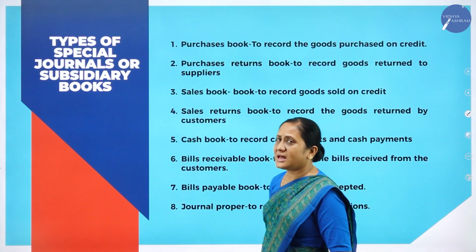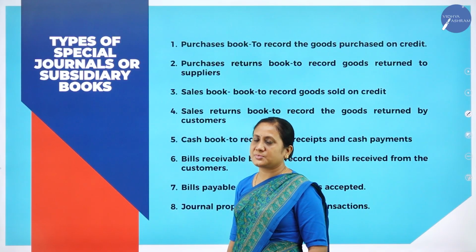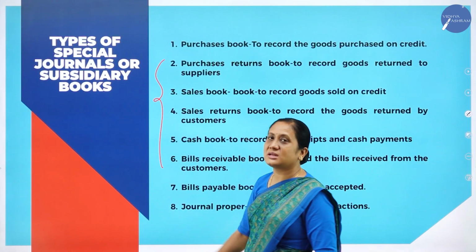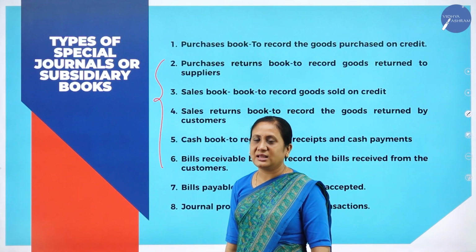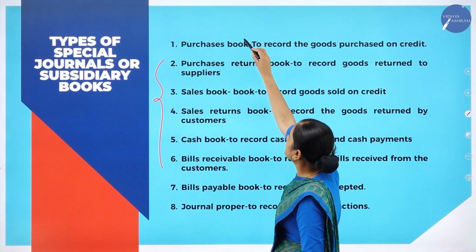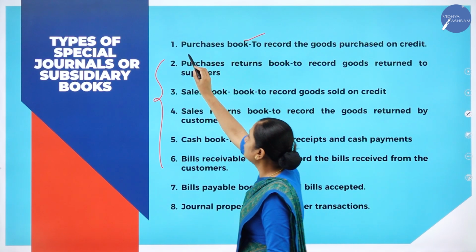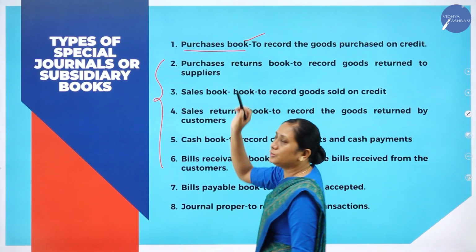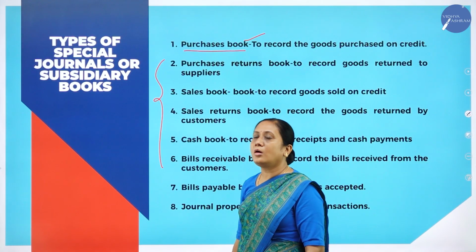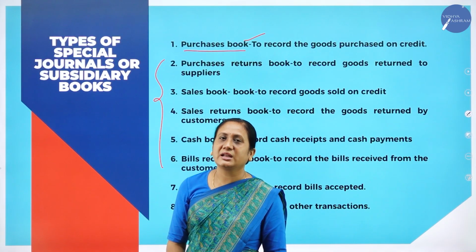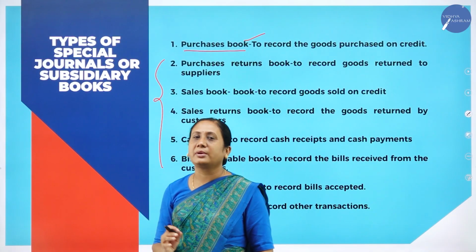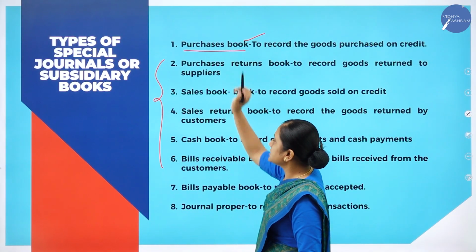Now, as I told you, there are various types of subsidiary books. These are the various types of subsidiary books that any business firm maintains. The first one is the purchases book. What do they record in the purchases book? In the purchases book, they record all credit purchases. Any credit purchases in the business will be recorded in a separate book called the purchases book.